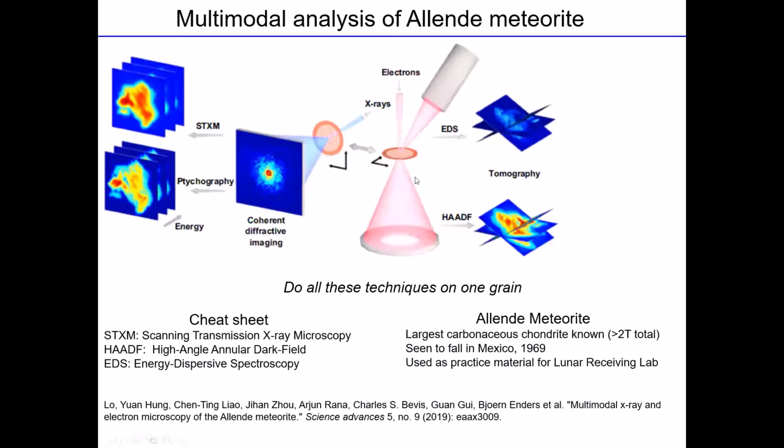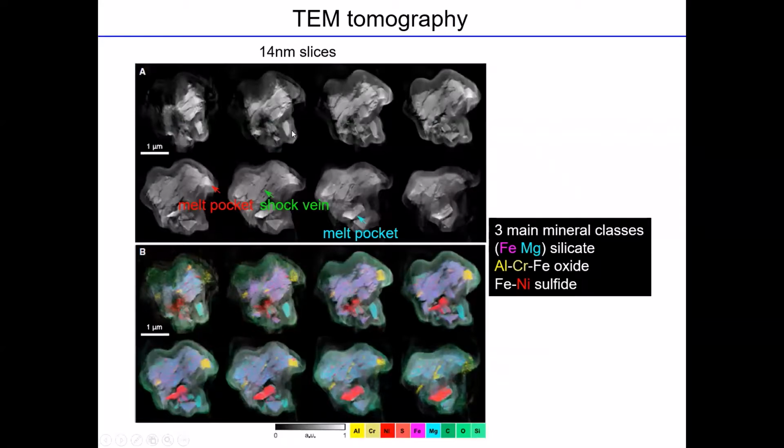Okay. So here they took a piece of a very well-known meteorite and threw everything at it all at once. So you have your STXM, you have your tychography, which is a coherent imaging variation on STXM. You have tomography with energy dispersive spectroscopy and HADF. So in TEM tomography, they see on this little grain, so it's only a 1 micron grain, but they see all these different elements, which they assign to different minerals. And they also see features, which they believe to be due to thermal processing.